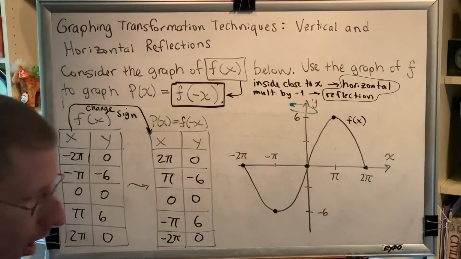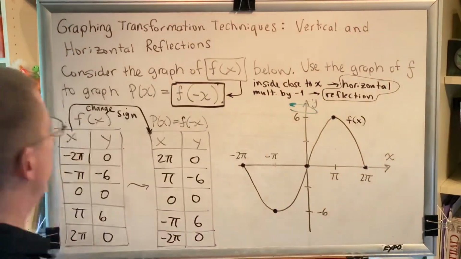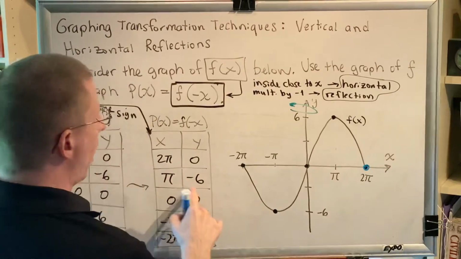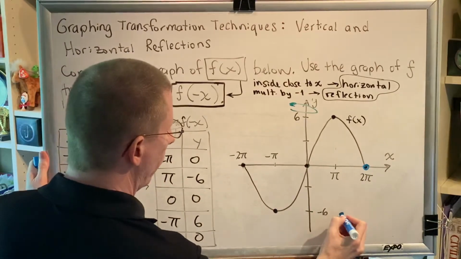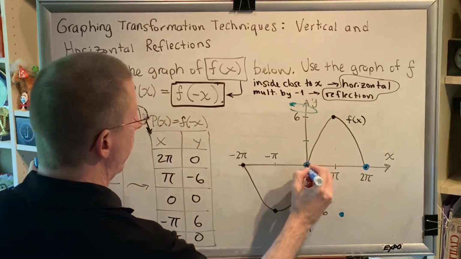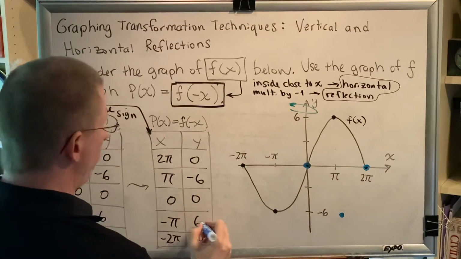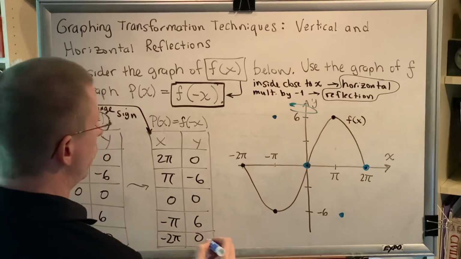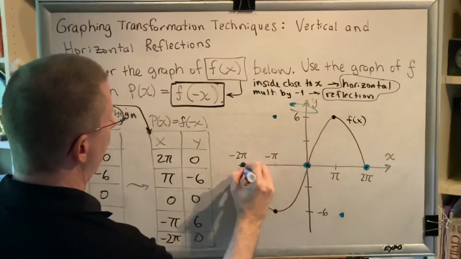Now we can plot our new points. So 2 pi, 0, that's here. Pi, negative 6 is down here. 0, 0 is here. Negative pi, comma 6 is here. And negative 2 pi, comma 0 is here.